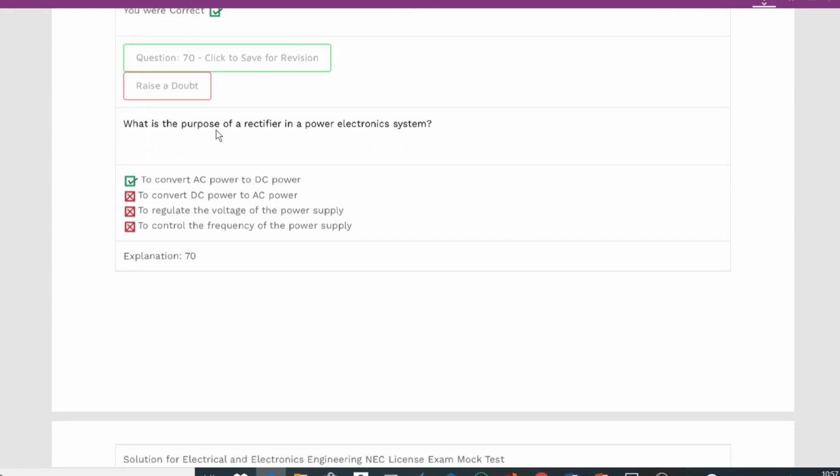Now, what is the purpose of a rectifier in power electronic systems? The purpose of a rectifier is to convert AC power to DC power.